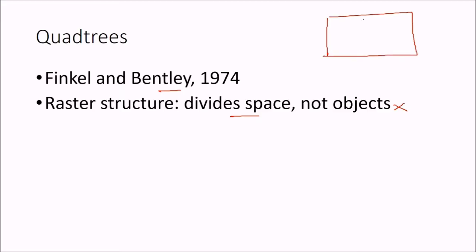Just for the beginning, let us say that we can partition this space, we can divide it in terms of space. So quad means four: 1, 2, 3, 4. Again, this can be done recursively: 1, 2, then 1.1, 1.2, 1.3, and 1.4, like this. So you are dividing the space, not the objects.